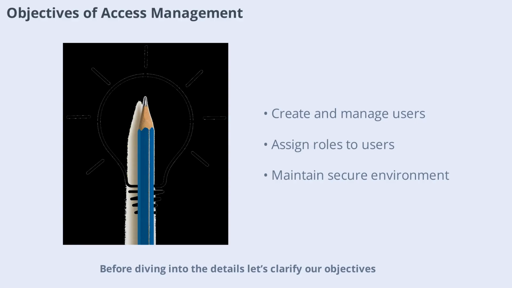Before diving into the details, let's clarify our objectives. Access management is about more than just creating user accounts. It involves assigning appropriate roles, managing permissions, and ensuring that each user has the right level of access to perform their job. By the end of this guide, you'll know how to create and manage users, assign and modify roles, and maintain a secure, organized environment. These objectives are the backbone of any robust access management strategy, helping organizations protect sensitive data and streamline operations.